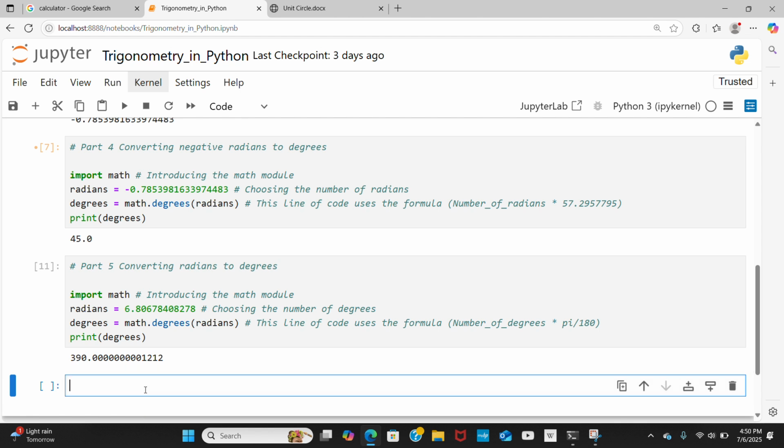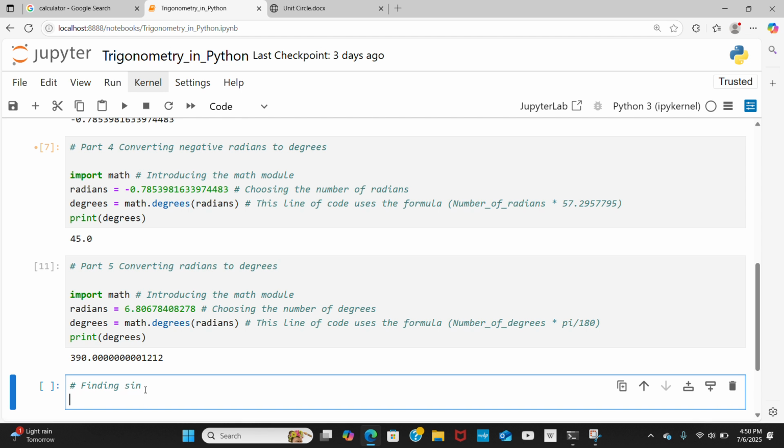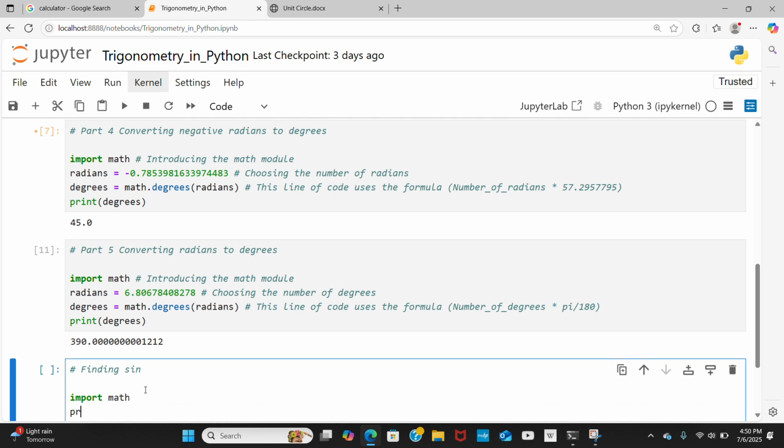Now I'm going to move you on to section 2, which is sines, cosines, tangents, and their inverses. So, finding sine. The first thing you're going to do is import the math module. You're going to print math.sin of math.radians.